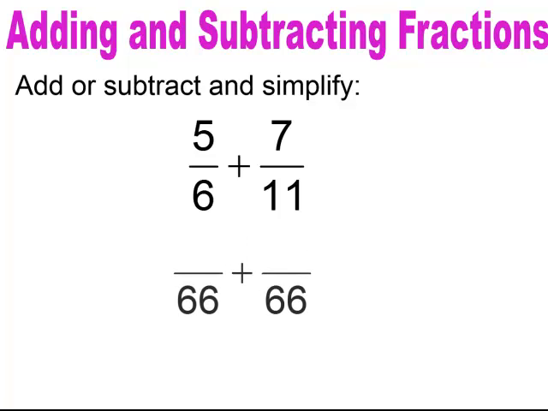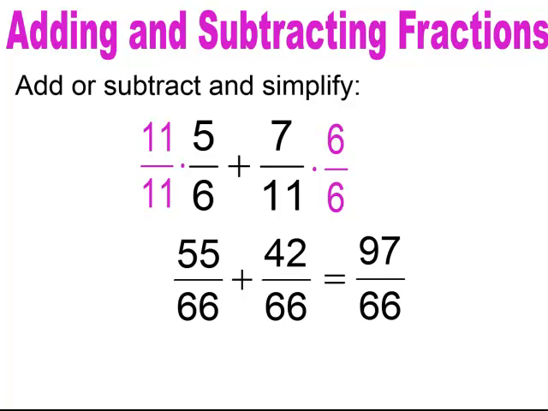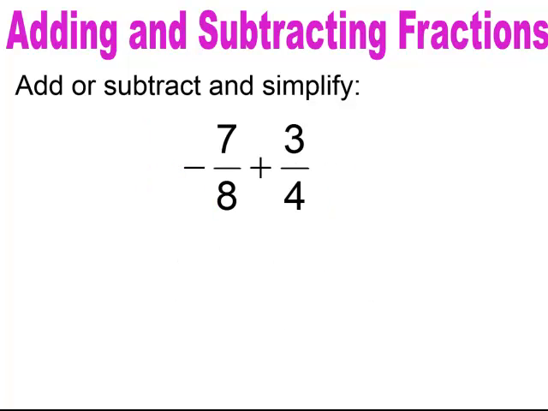So the common denominator here is going to be 66. So I'm going to have to convert both fractions. I'm going to multiply the first fraction by 11, and I'm going to get 55 over 66. The second fraction by 6, and I'm going to get 42 over 66. And I'm going to end up with 97 over 66. And it's not going to reduce, so that's going to be my fraction. Pause and try.